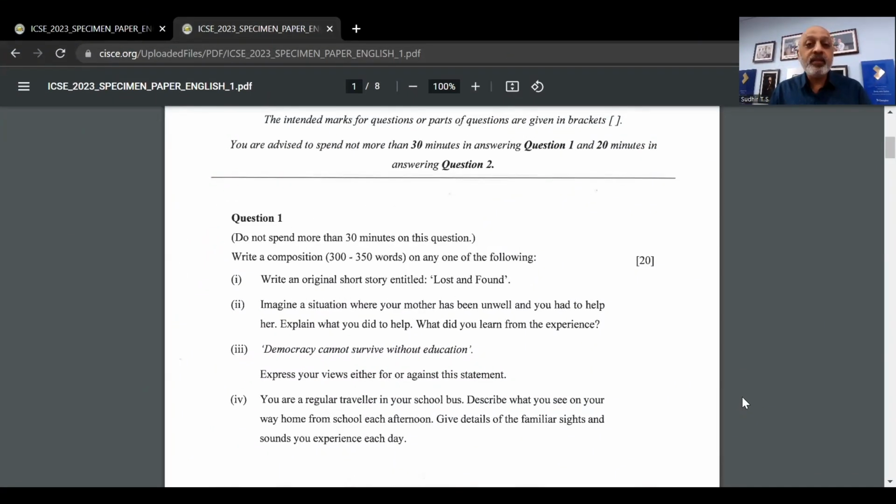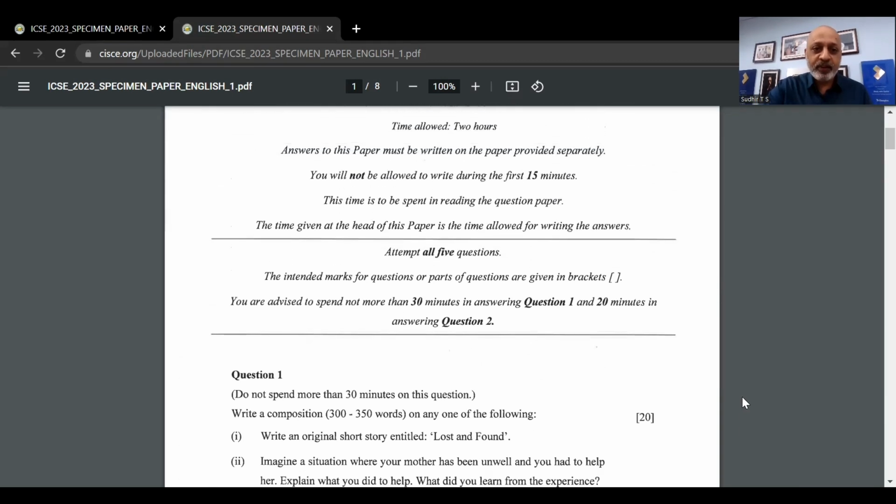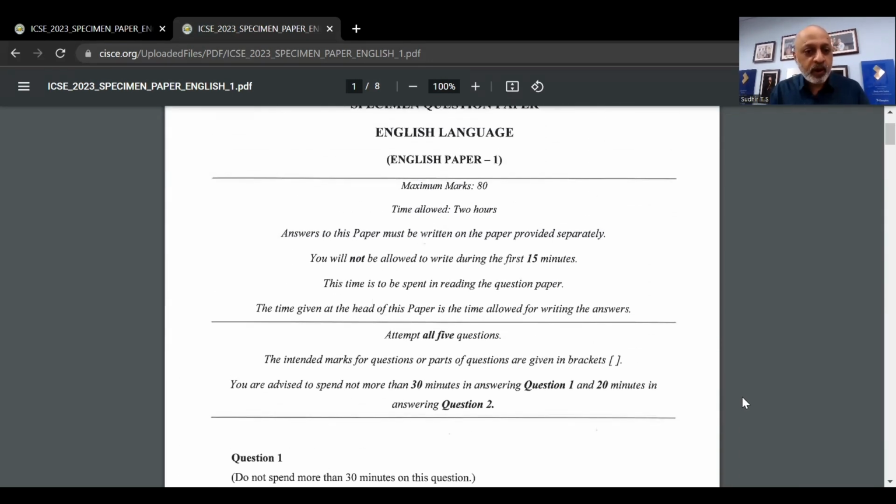Okay, now you are seeing the English language paper on your screen. This is the English language paper, the English 1 paper. The difference out here is that some of the grammar portion has been changed, the way you would be answering the questions. Let's go through it one by one.